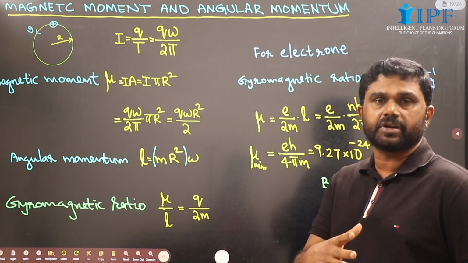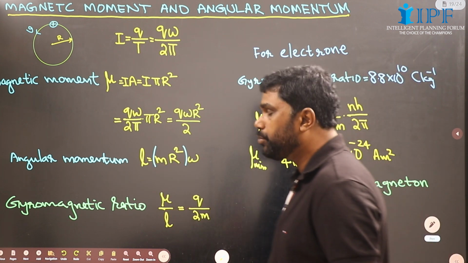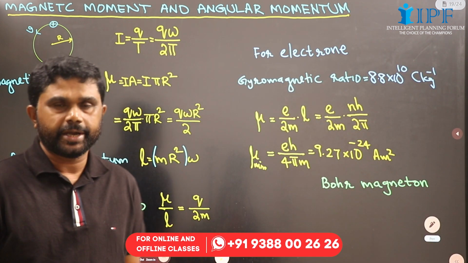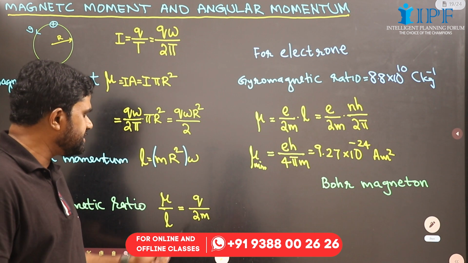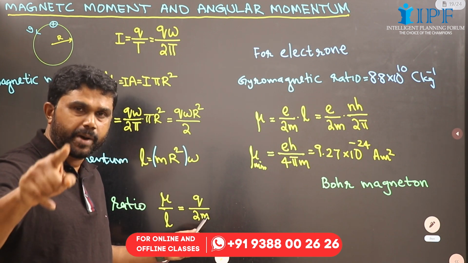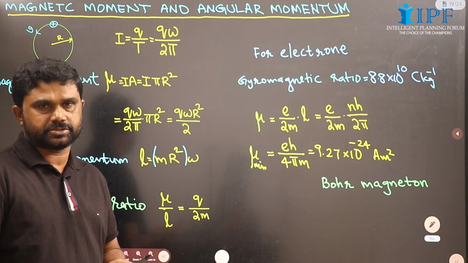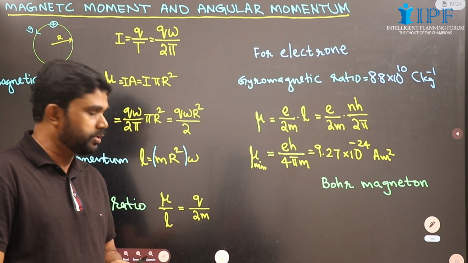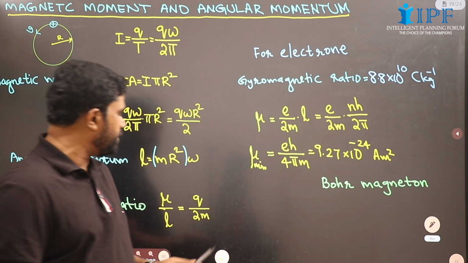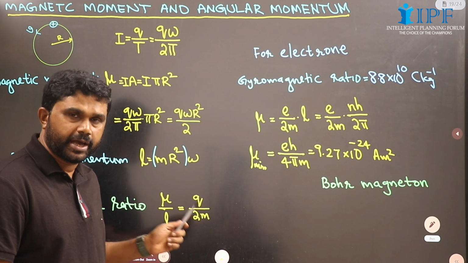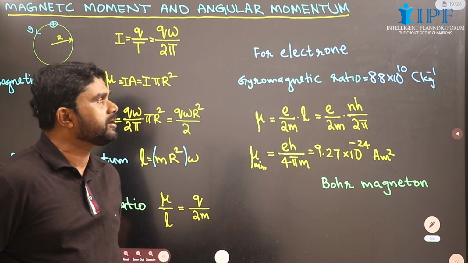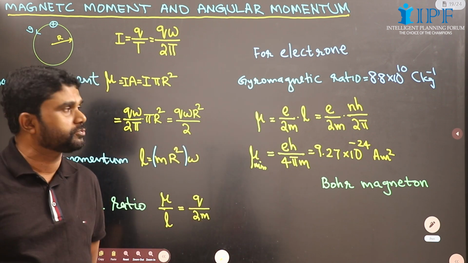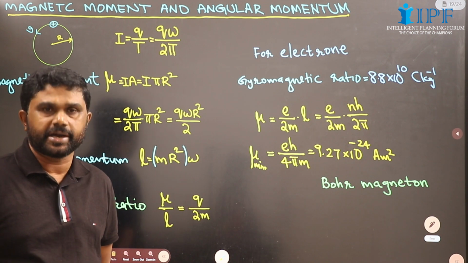It is a beautiful ratio and it is called the gyromagnetic ratio. Now for an electron, this q by m, the charge to mass ratio, is called the specific charge. For an electron, this gyromagnetic ratio, we know the charge on an electron and its mass also, we can easily calculate, and it is 8.8 into 10 raised to 10 coulomb kilogram raised to minus 1.